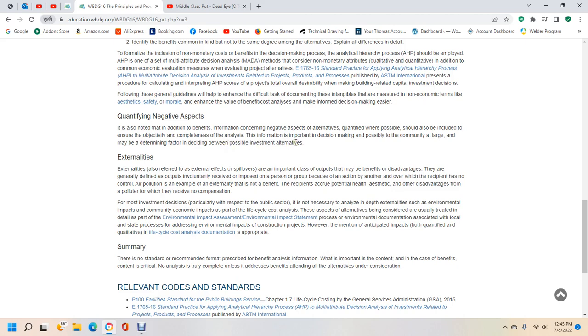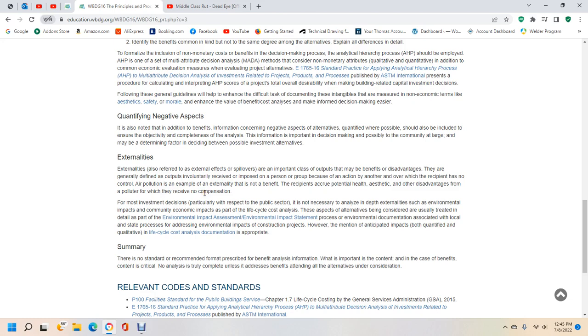Externalities. Externalities refer to external effects, or spillovers, an important class of output of many benefits and disadvantages. They are generally defined as output involuntarily received or imposed on a person, group, or action by another, over which the recipient has no control. Air pollution is an example; the externality is not a benefit. Recipients accrue potential health, aesthetic, and other disadvantages from the polluters, from whom they receive no compensation.